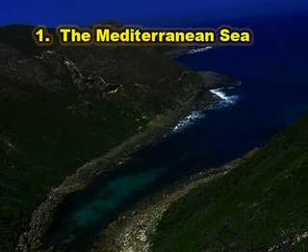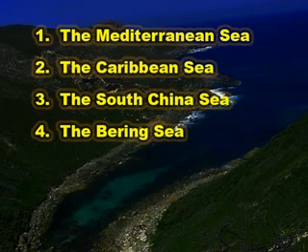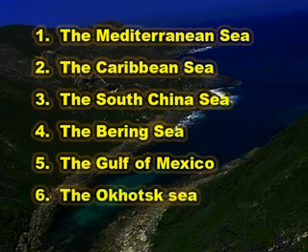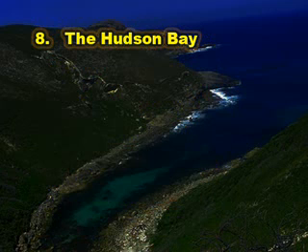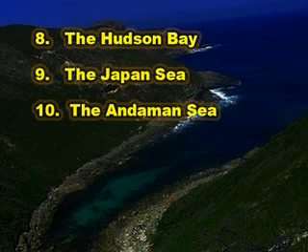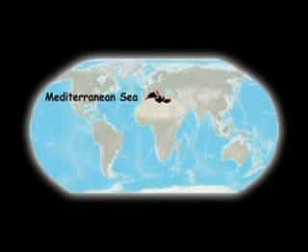Let us see the distribution of notable seas in the world. The seas of the world are almost hundreds in number, but only a few of them are notable seas, and we are going to see most of the notable ones here. The notable seas of the world are the Mediterranean Sea, the Caribbean Sea, the South China Sea, the Bering Sea, the Gulf of Mexico, the Okhotsk Sea, the East China Sea, the Hudson Bay, the Japan Sea, the Andaman Sea, the North Sea, the Red Sea, and the Baltic Sea.